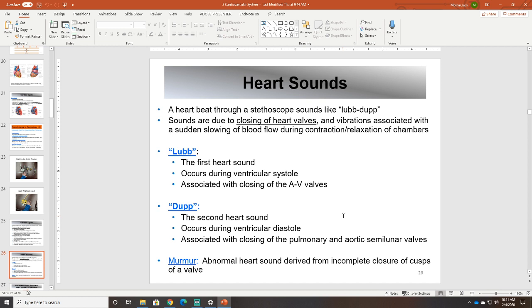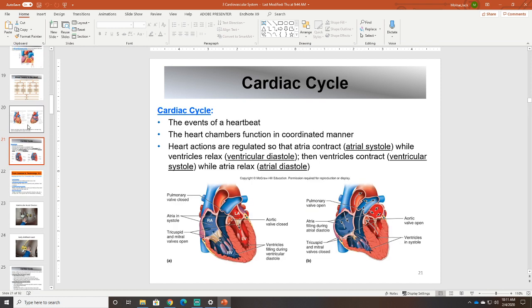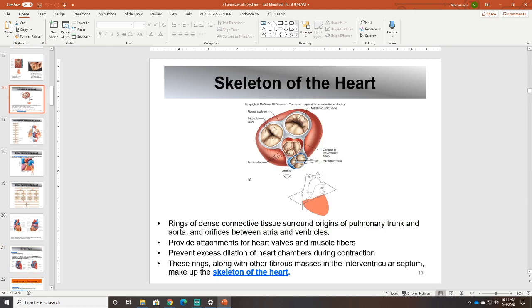A murmur is an abnormal heart sound, which is derived from incomplete closure of the cusps of a valve. The cusps of the valve, let's see if we have a good picture. Oh, I know we have one back here. Yeah, here you can see the cusps of the valve. Here also with the AV valves. Easy to see here with the tricuspid, you got 1, 2, 3. Bicuspid, you got 1, 2.